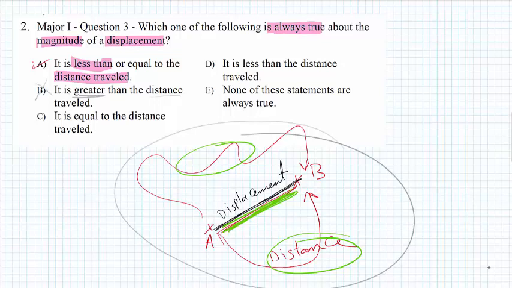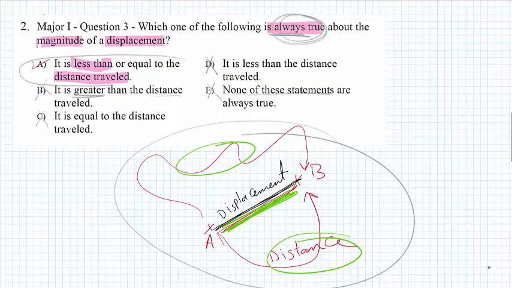It's equal to the distance traveled. This one is partially right, but it says here it's always true, always true. So you cannot choose this one. The fourth one, D, it's less than the distance traveled. And this one also is partially right, but you cannot choose it because it says always true. The last one, none of the statements are always true, and we cannot use this one either.